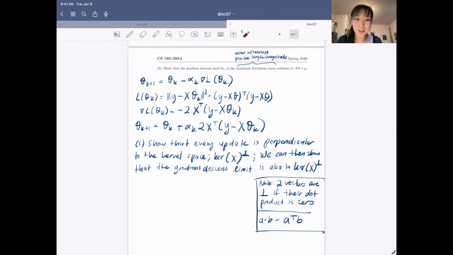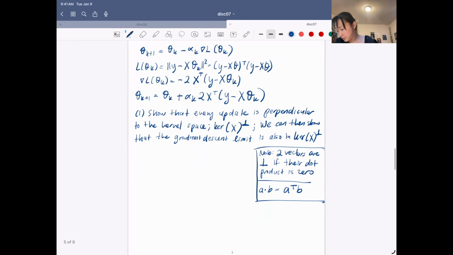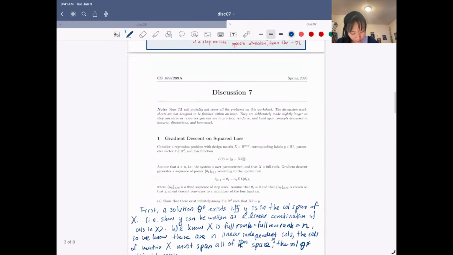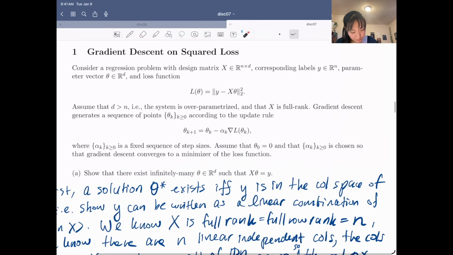Hopefully you remember this from CS70. If not, it's totally fine. So let's start with the base case. In my base case, we start with theta 0, right? Our initial parameter weights are 0, because we're given in the problem that we initialize them to 0.